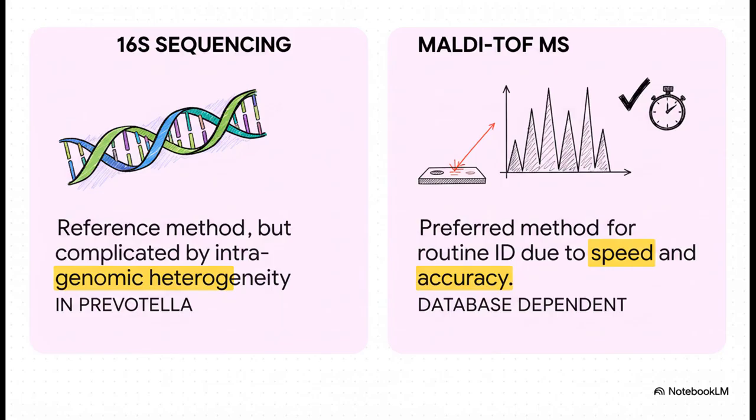On one hand, you have 16S rRNA sequencing. It's the reference method, for sure, but this genus has some tricky heterogeneity that can muddy the waters. On the other hand, you have MALDI-TOF mass spec. For routine work, it's the go-to. It's fast, it's accurate. Its only real kryptonite is the quality of its reference database.